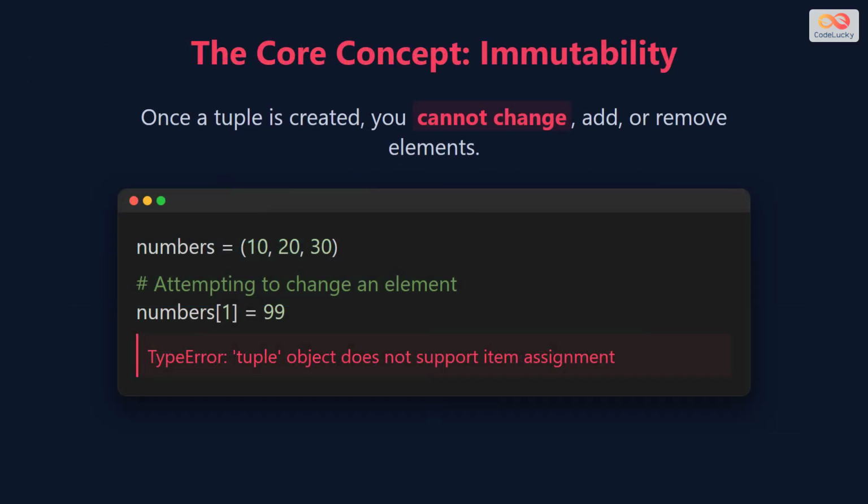Let's look at that core concept of immutability again. Here we have a tuple of numbers. If we try to assign a new value to index 1, Python will throw a type error. This might seem like a limitation, but it is actually a safety feature. It guarantees that the data inside the tuple stays exactly how you defined it throughout the lifespan of your program.